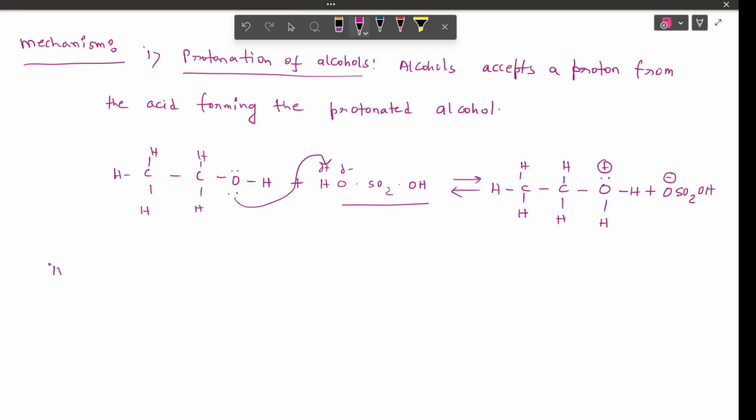Now our second step is loss of water molecule.